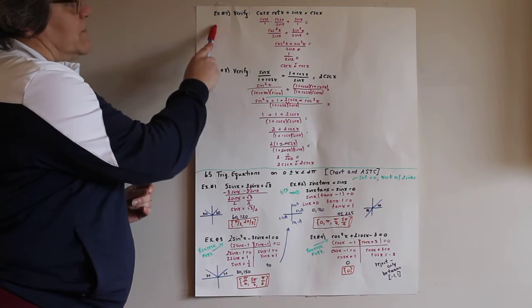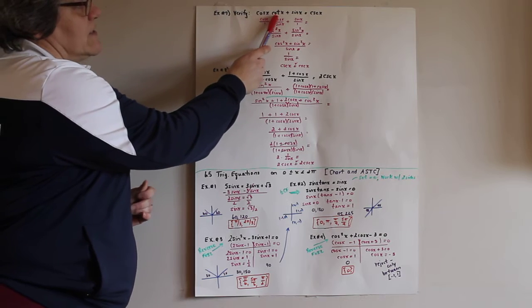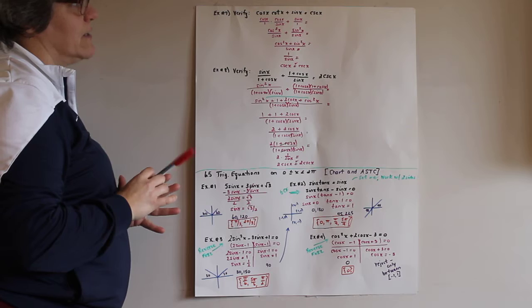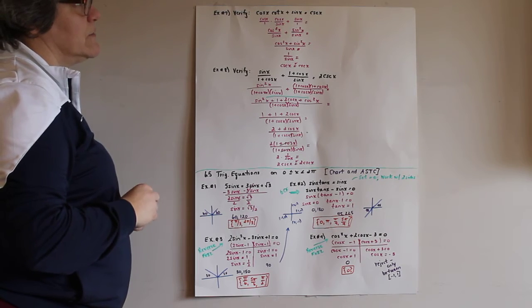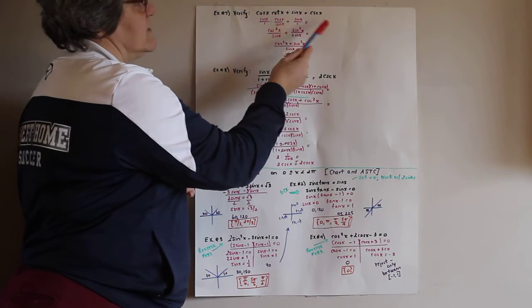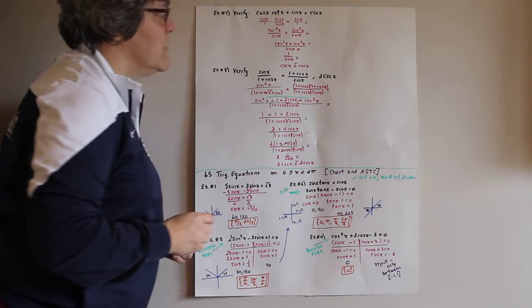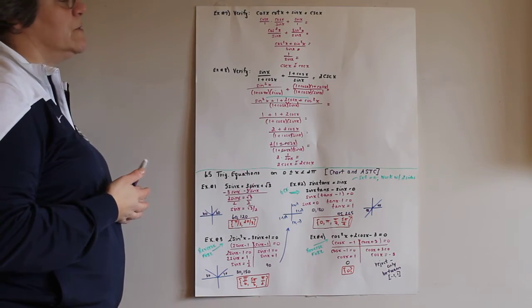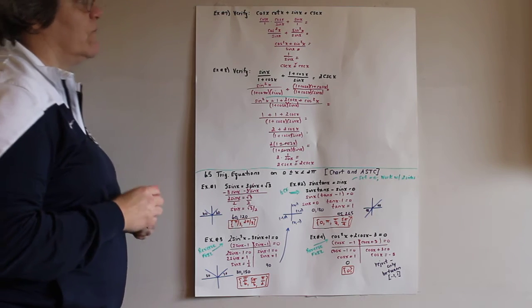So the first one, example 7, says we're going to verify cosine x times cotangent x plus sine x equals cosecant x. Recall whenever we have a plus or a minus, it makes a situation with common denominators. So we need to convert all of this into sine and cosine, then we are going to see what we need to do about common denominators and work from there.